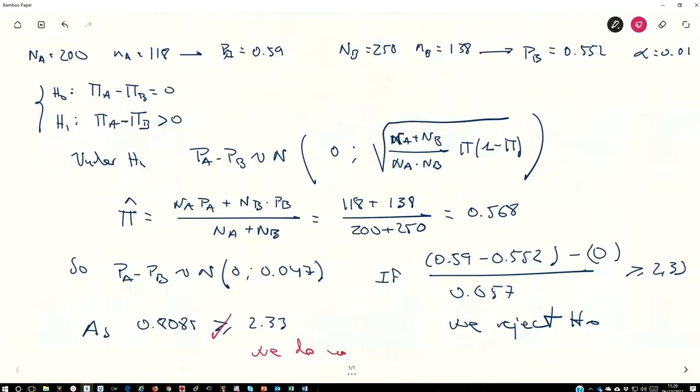As this statistic is equal to 0.885 and is not greater than 2.33, we cannot reject the null hypothesis, so we have to consider that both proportions are equal and the proportion of the employers is not greater than the proportion of wage earners.